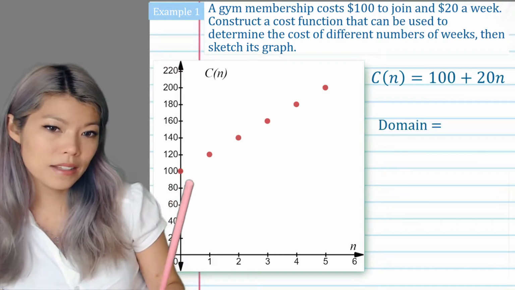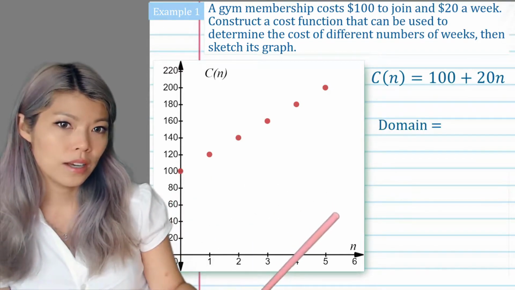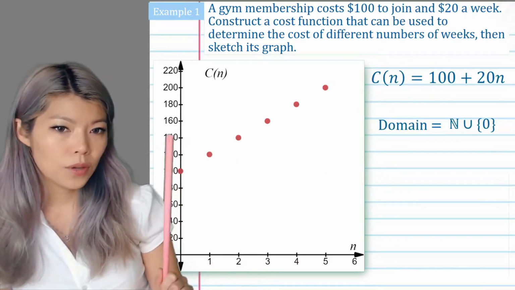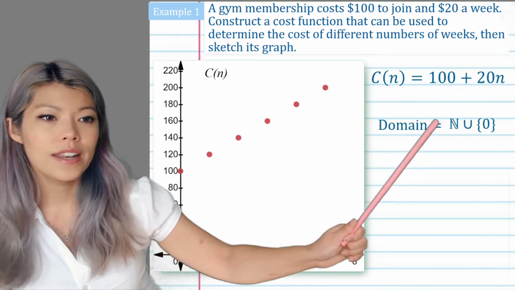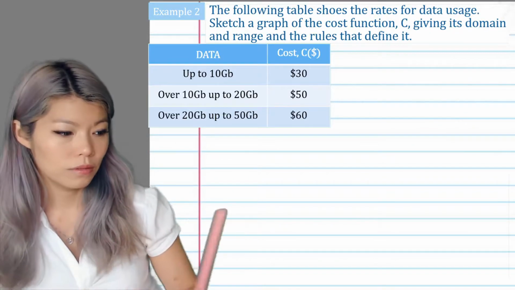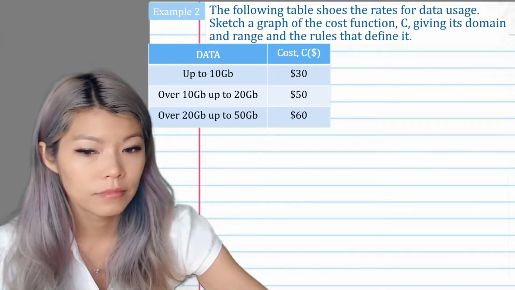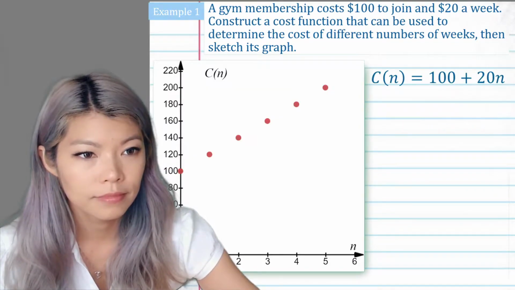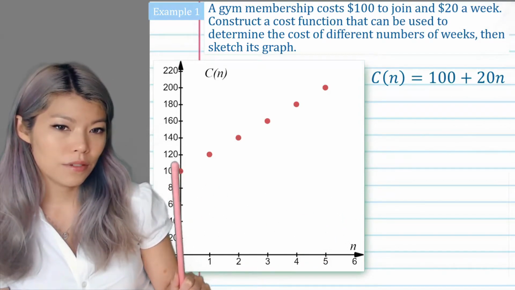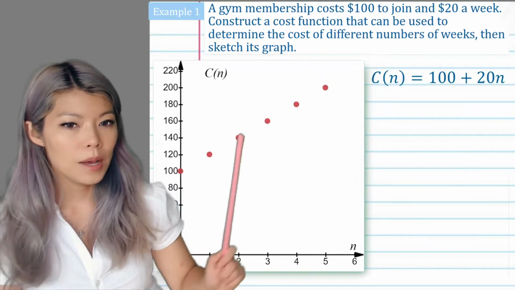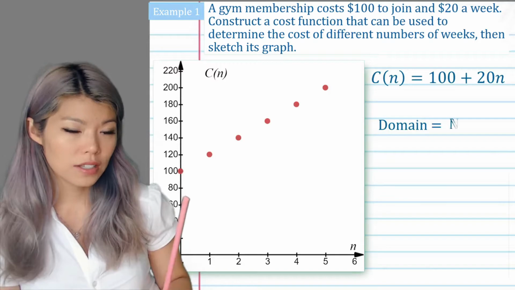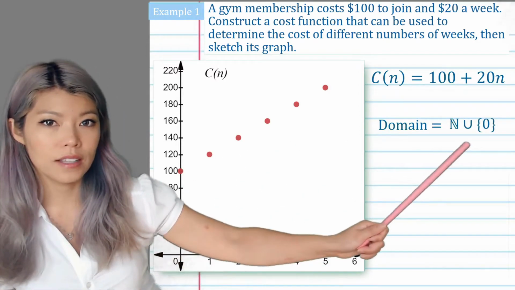What is the domain? So we're going from 0 to infinity on this graph. So it's all the numbers, but we don't have numbers in between. So it's all the natural numbers, including 0. And what is the domain? So the domain will be from 0 to positive infinity, but we're not looking at the numbers in between. We're only looking at whole numbers. So in other words, just natural numbers, including 0.